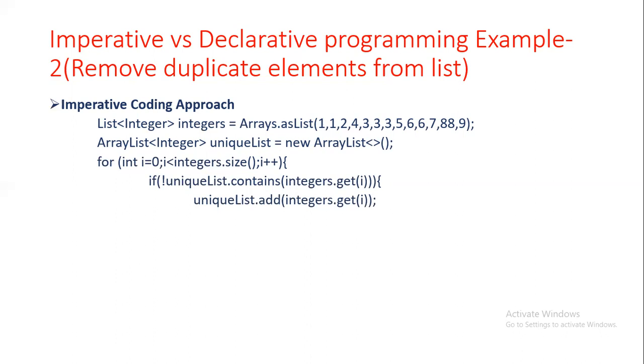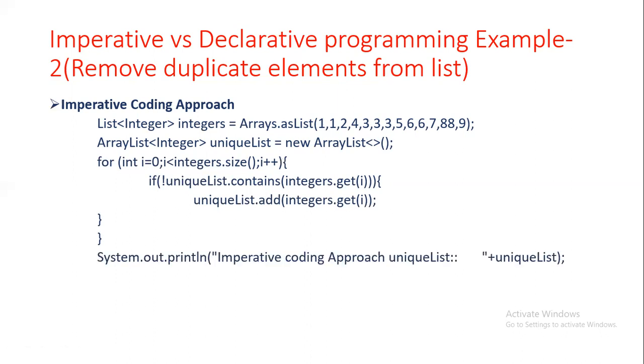We are adding that element to the unique list. If that particular element is already in the unique list, it won't be added. If it is not there, it will be added. That's it. We can print the unique list, and we will get only unique elements, which means elements won't be repeated.